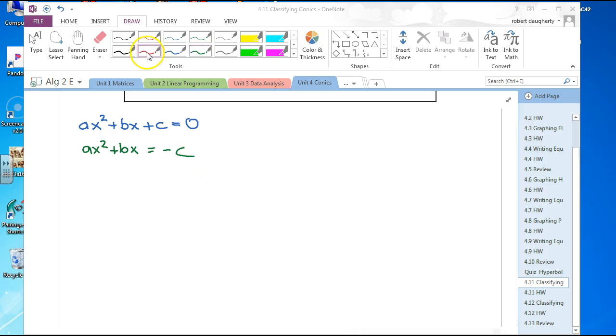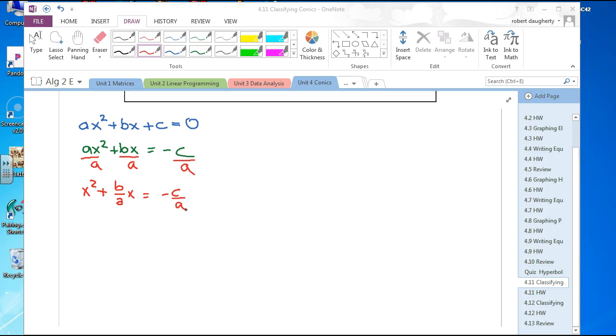What if I were to now say, let's divide everything by a? Is that a valid thing to do? Yes. Okay, so now I've got x squared plus b over a x equal negative c over a. Now, the left side is in the form where I can do what now? What can I do on the left side? Starts with the word complete.